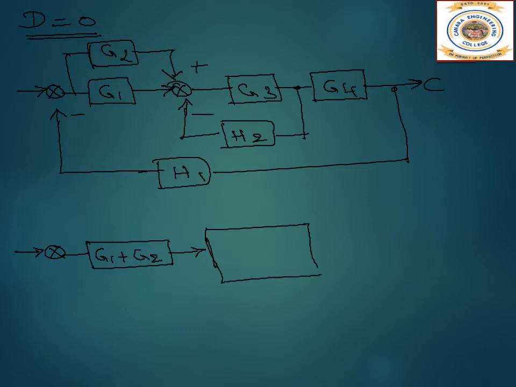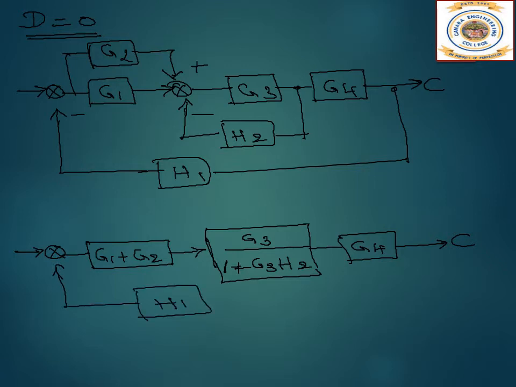Now G of s is G3 with negative feedback, so 1 plus, where G of s is G3 and H of s is H2. And here we have G4, and this is C. Then only this feedback H1 will remain, which is coming from this. This is a negative feedback. This is R and C. Now let us simplify this finally to get the answer.